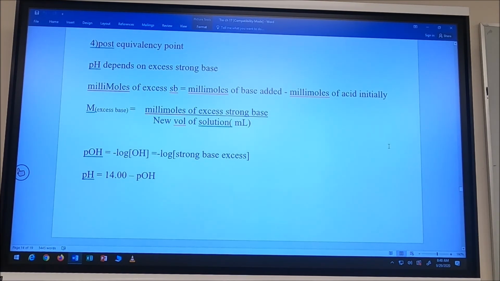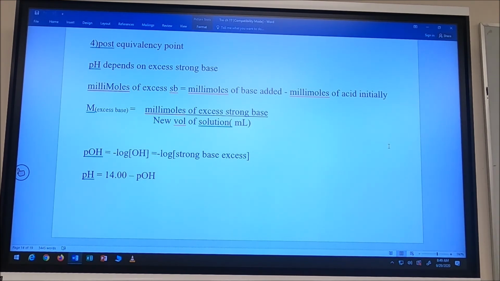Post-equivalency point, your pH depends on your excess strong base. So millimoles of excess strong base is going to be millimoles of base added minus millimoles of acid initially, which gives us the molarity of our excess base is millimoles of excess base divided by the new volume. And pOH is just going to equal the negative log of hydroxide ion concentration, which is the negative log of the strong base in excess. And pH is going to be 14 minus pOH.